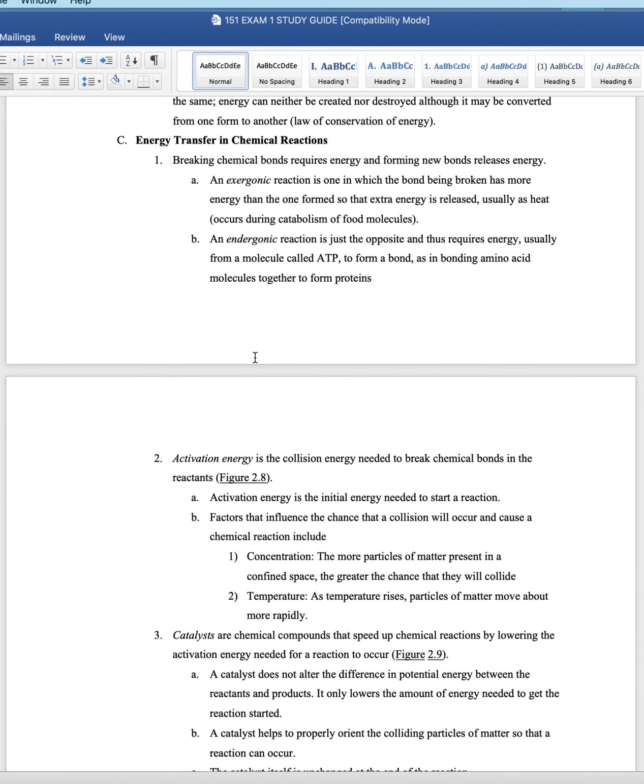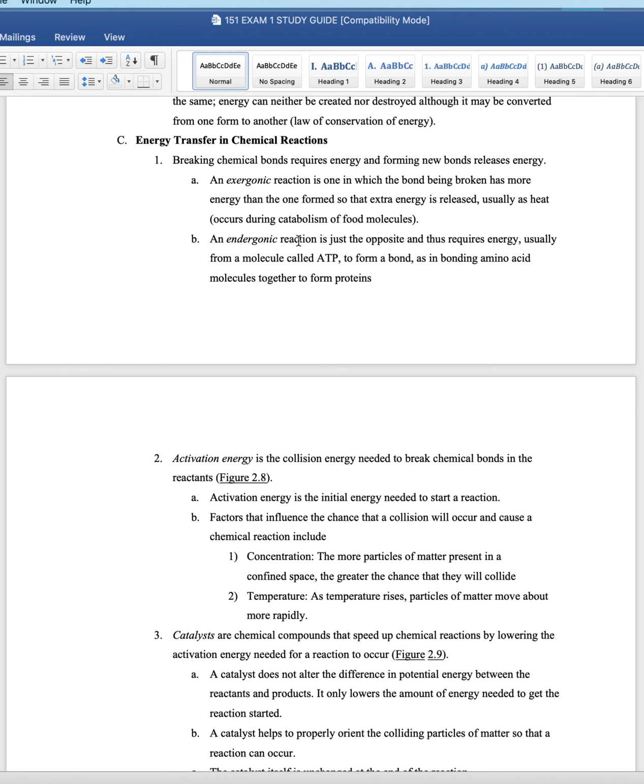So we have two major types of reactions: reactions that release energy, or exergonic reactions that energy exits the system, or reactions where energy needs to enter the system, an endergonic reaction. Okay, and we use ATP as a carrier molecule between these two reactions. So in the cell, we constantly have exergonic and endergonic reactions.